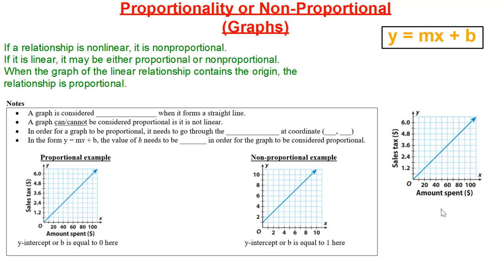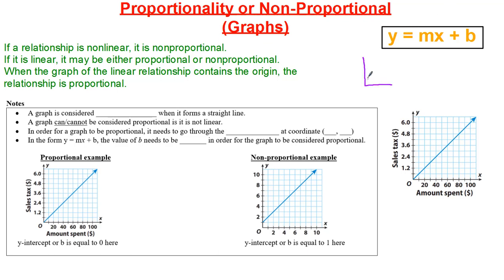So this is going to be Unit 5, where it's titled Linear Relationships. So we're going to figure out the relationship between graphs, situations, and tables, as well as equations in linear graphs or linear relationships. The first thing we're going to cover is proportionality or non-proportionality. If a relationship is nonlinear, it is non-proportional, meaning if it does not form a straight line, then it is going to be non-proportional.